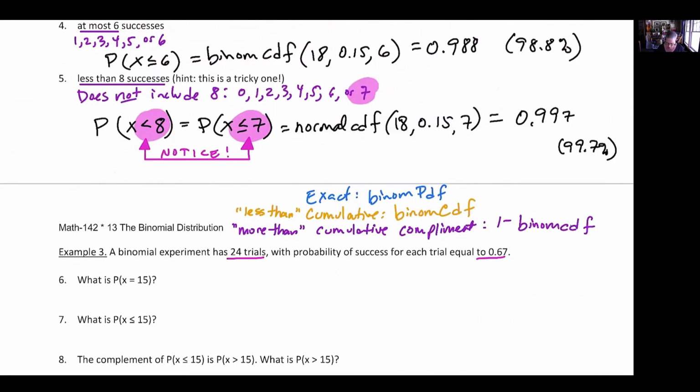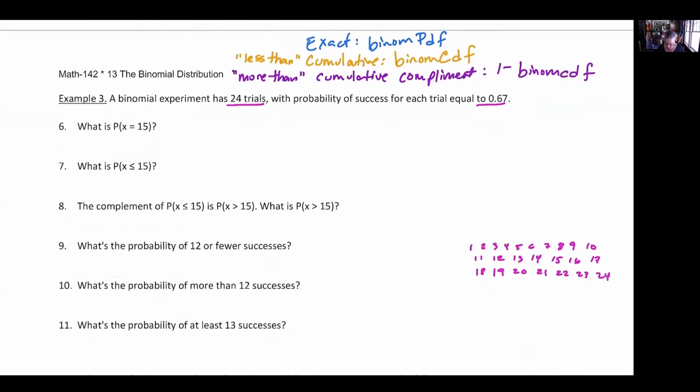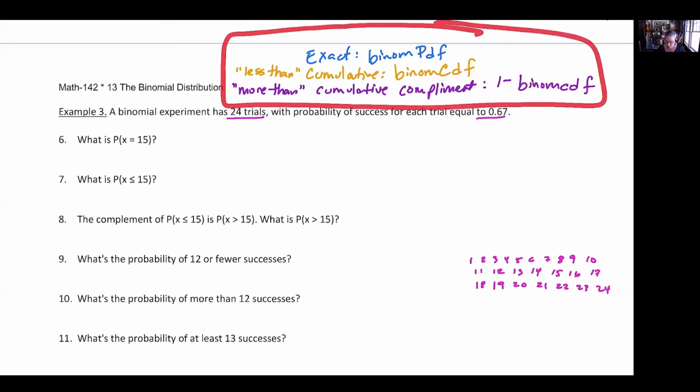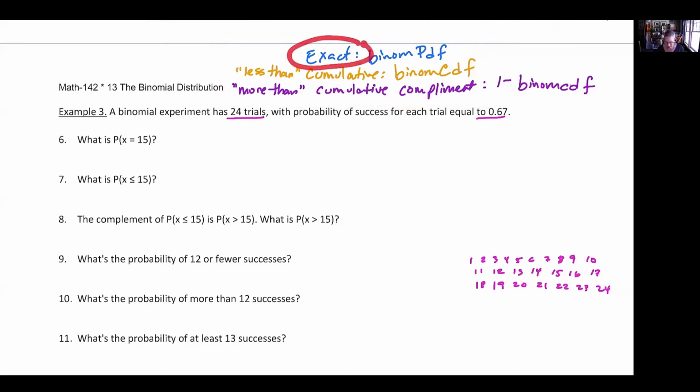So let's do an example, and then I'll put you off on your own. I'm going to do example 3. I'm going to skip example 2, because example 3 is kind of a mix. Here's a tip for you. If you're asked to find exactly one number, we use the binom PDF. If it's less than a number, we're using the cumulative probability, the binom CDF. If it's more than, we have to use the cumulative but the complement, so we do 1 minus the binom CDF. Again, the calculator only goes from 0 up to a number. It can't go above a number.